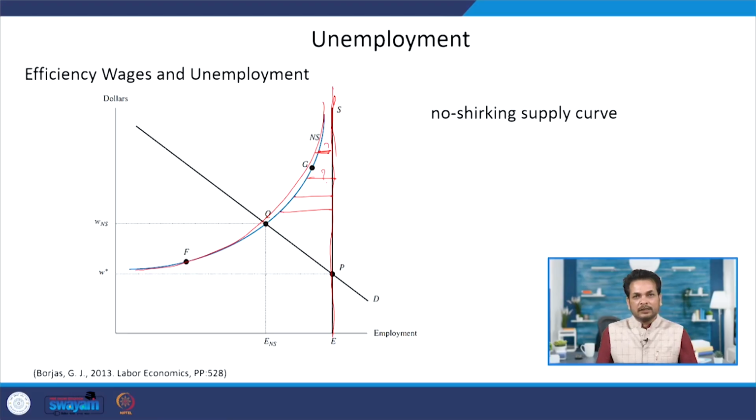So the key insight provided by this efficiency wage model is clear, that some unemployment is necessary to keep the employed workers in line. So as you can see, this no shirking supply curve should not touch this perfectly inelastic supply curve, and the difference between these two gives some amount of unemployment in the economy. The moment it joins this perfectly inelastic line, it is just explaining that if the worker gets fired, immediately he will get another job. So there is no cost for shirking, and this difference between the no shirking supply curve and the perfectly inelastic supply curve is the unemployment, and it is involuntary unemployment.